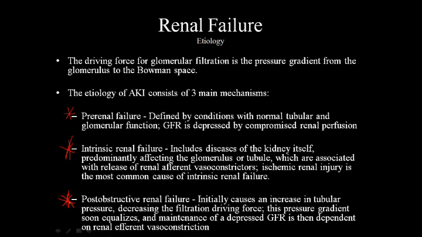Intrinsic renal failure includes diseases of the kidney itself, predominantly affecting the glomerulus or tubule, which are associated with the release of renal aberrant vasoconstrictors. Ischemic renal injury is the most common cause of intrinsic renal failure. And then post-obstructive renal failure initially causes an increase in tubular pressure, decreasing filtration driving force. This pressure gradient soon equalizes, and maintenance of the depressed GFR is then dependent on renal afferent vasoconstriction.